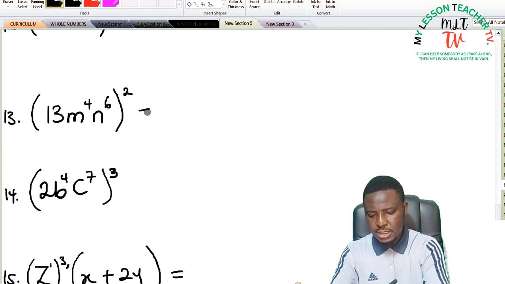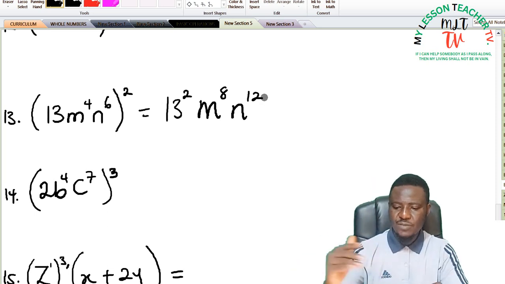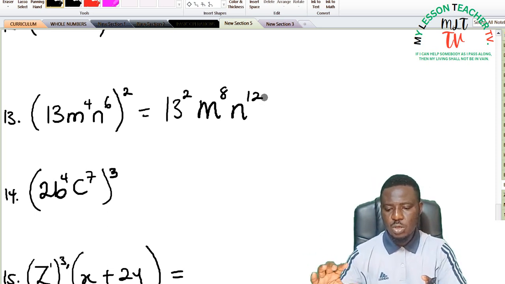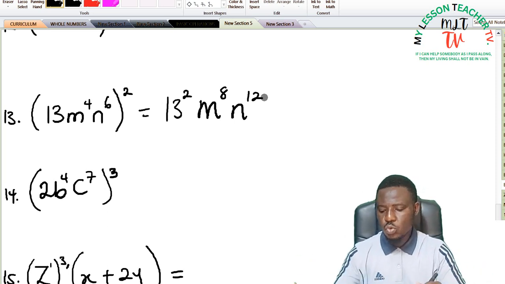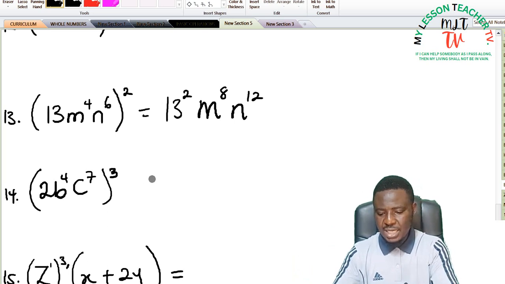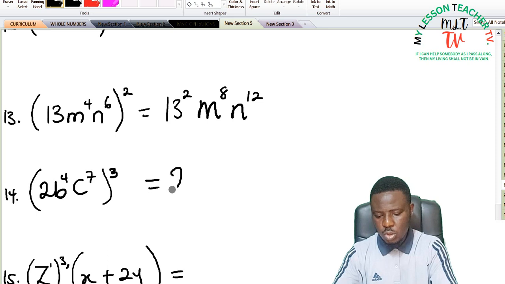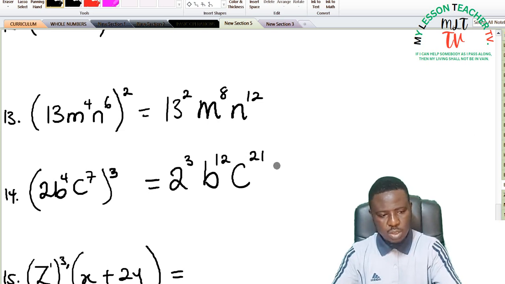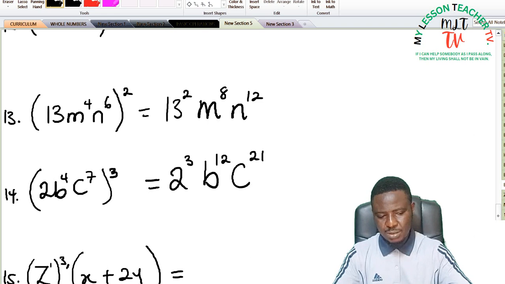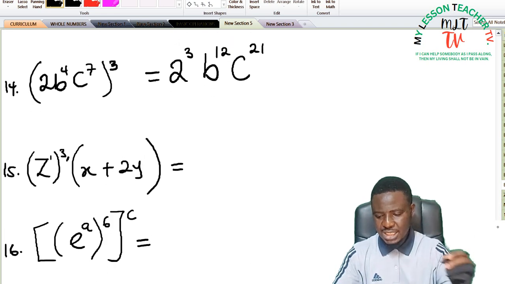Question 13, this is equal to 13 squared m raised to the power of 8 n raised to the power of 12. I'm just going to be giving you the answers. I'm not going to be simplifying it the way I used to, because I believe at this point you ought to have mastered it. Number 14 is equal to 2 raised to the power of 3, b raised to the power of 12, and c raised to the power of 21. With your knowledge on multiplication, you should be able to do this at ease.